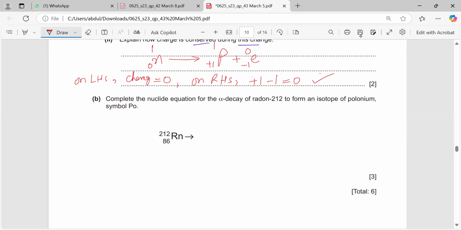Next, complete the nuclide equation for alpha decay of radon 212 to form an isotope of polonium. The symbol of polonium is Po, and it converts to Po and one alpha particle. The alpha is 2 and 4. So polonium will be 84, and here 208. Charge is conserved and mass is also conserved.